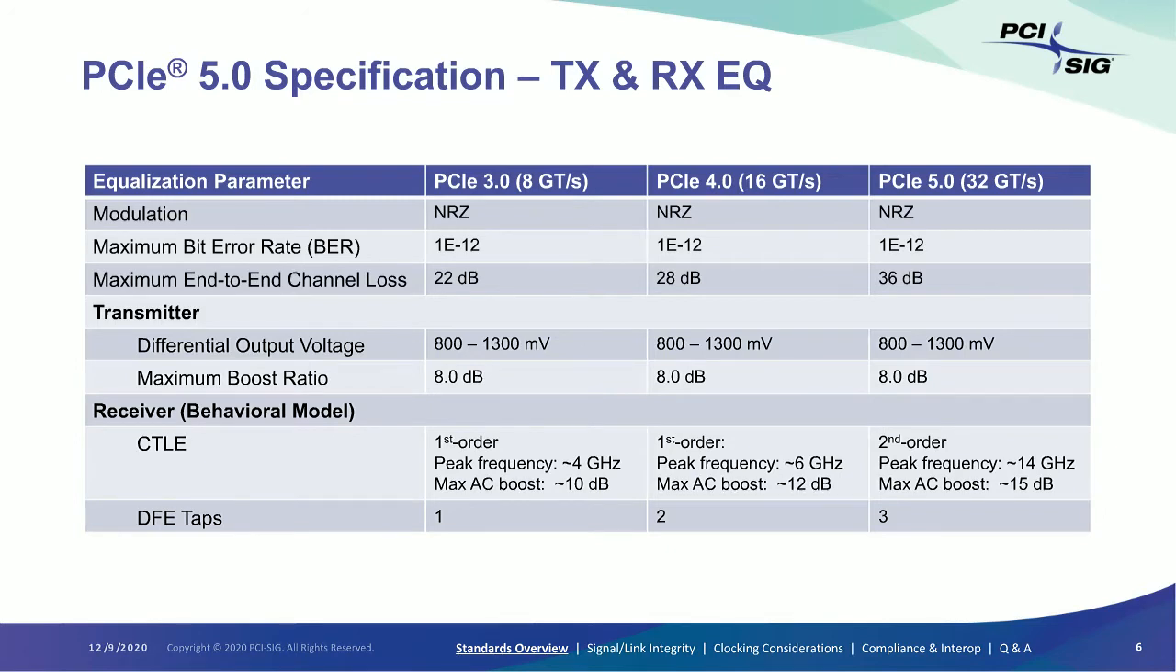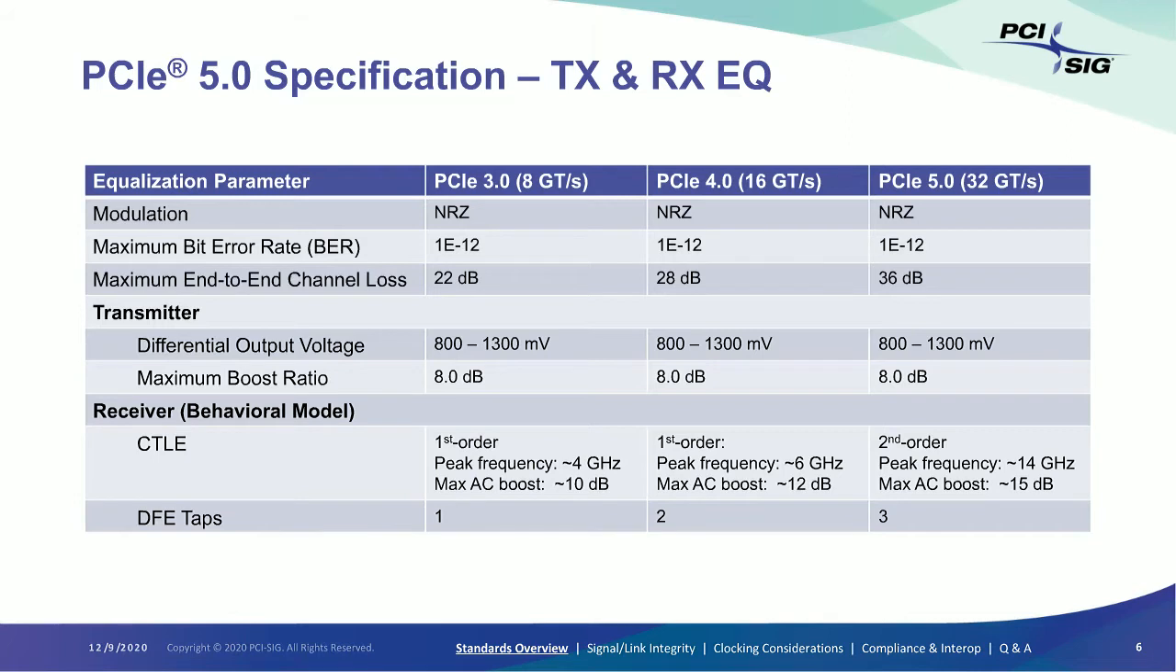If we look at the transmitter, not much has changed with regard to the transmitter characteristics. The output voltage has stayed the same between 800 and 1300 millivolts, as has the maximum boost ratio, which is basically the equalization capability of the transmitter.